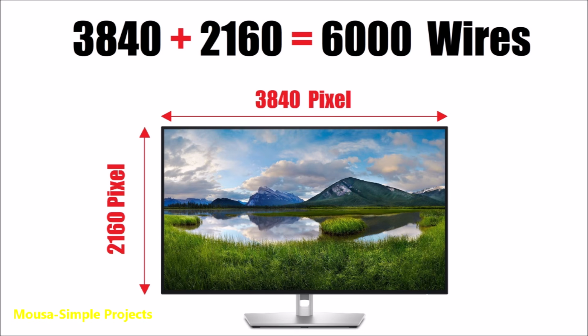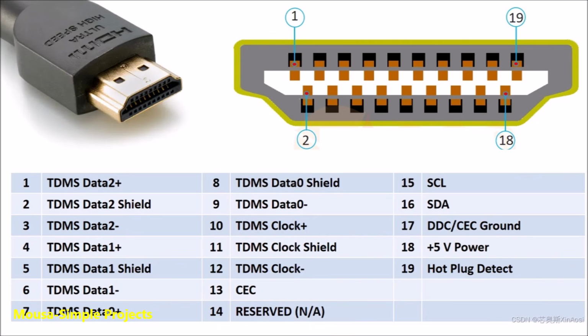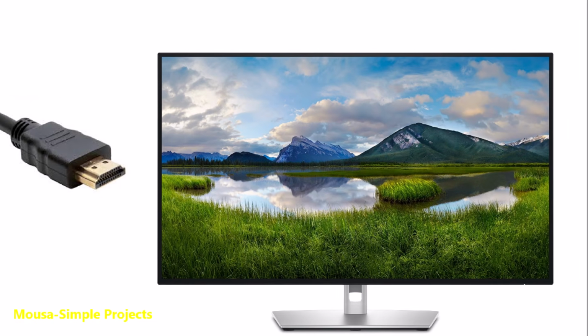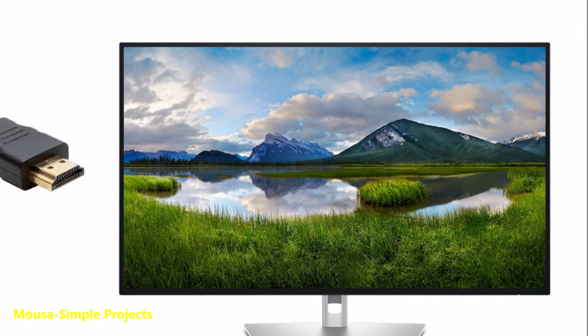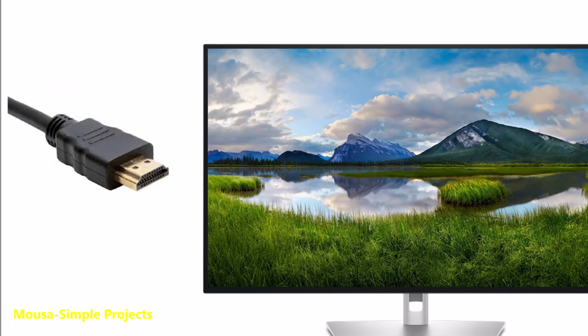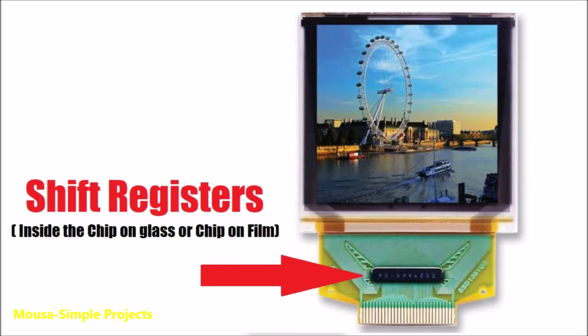Even if you multiplex them, you still need 6,000 wires to control them. But the HDMI cable has only 19 wires. So how is it possible to control more than 8 million light bulbs just by using 19 wires? They use something called a shift register.